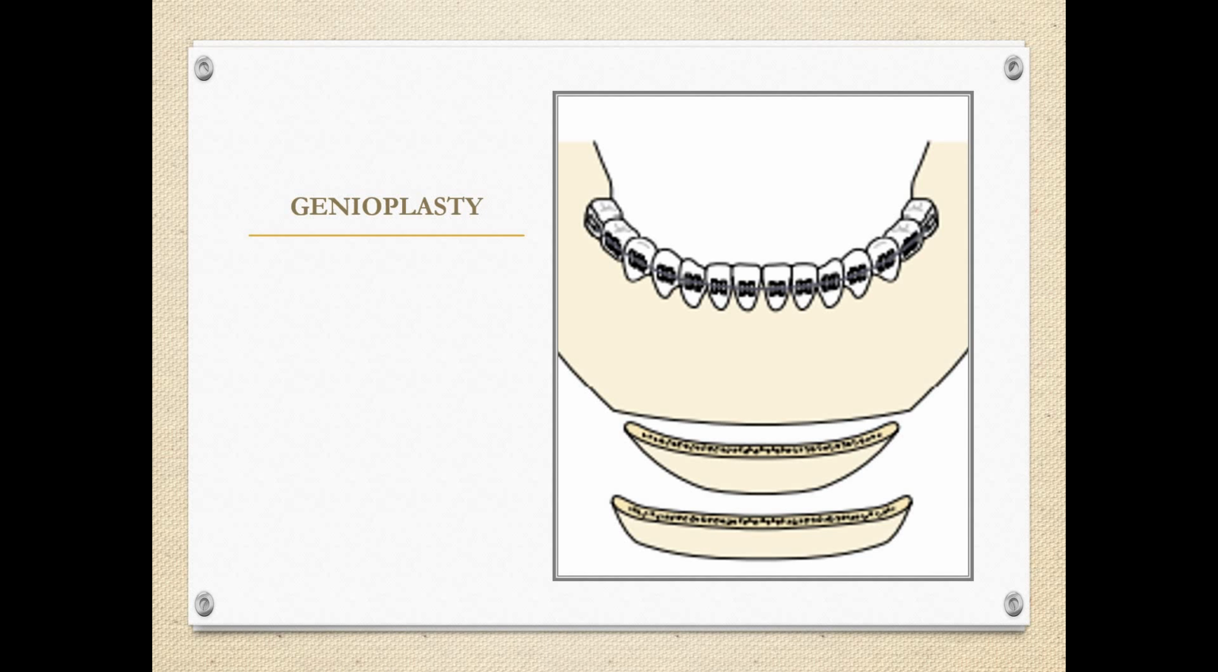Genioplasty can be used in isolation to correct mild problems of chin aesthetics, particularly asymmetries. However, it is most commonly used as an adjunct to BSSO, either to reduce chin prominence or to increase it.